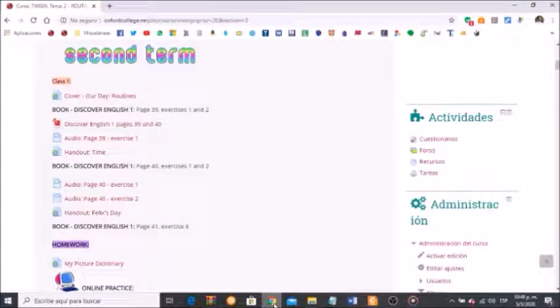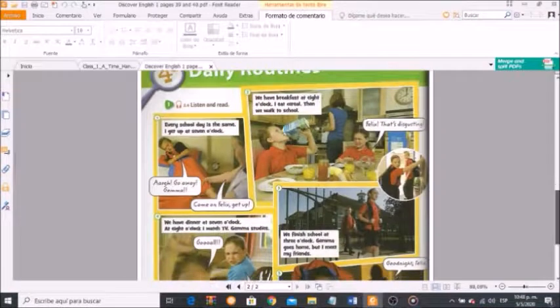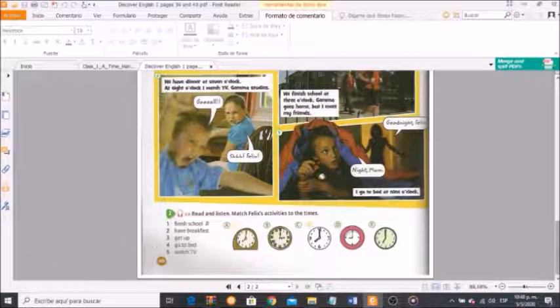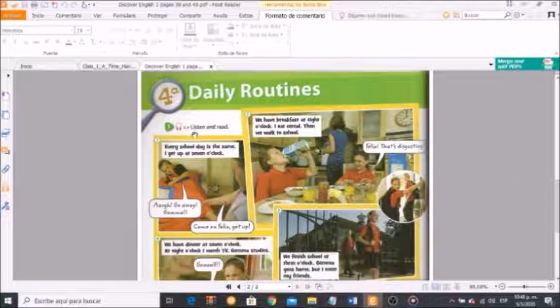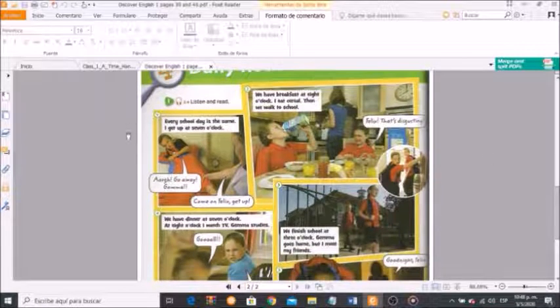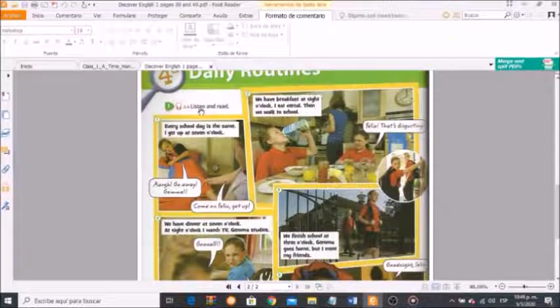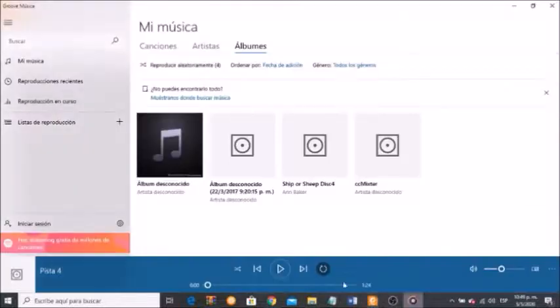Okay, now let's keep working with your books. This time page 40. So this is the page number 40. And we are going to do exercise 1. It says listen and read. So we are going to listen to this story. And while you listen to this and you read it too, please pay attention to the time expressions. So, we are going to listen to this story and while you follow along with the reading, I'm going to ask you to pay attention to the times mentioned in the story. Okay, so let's do this.